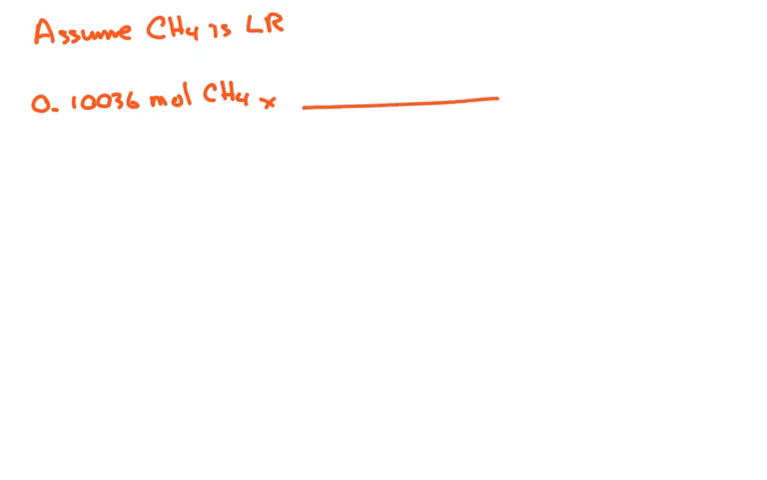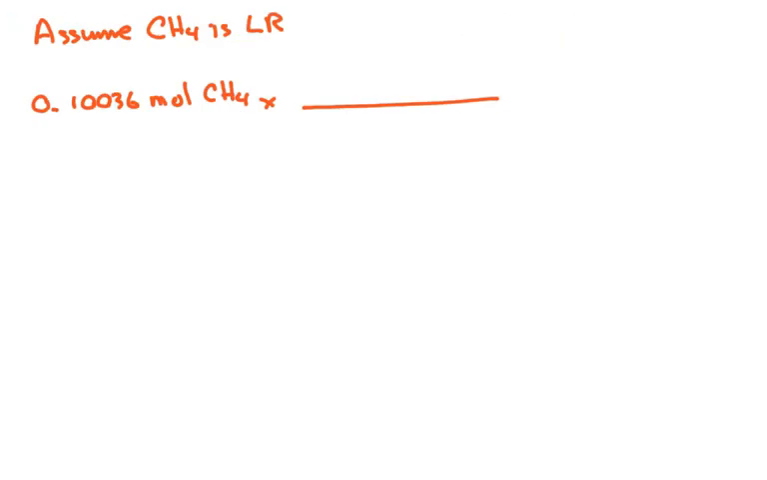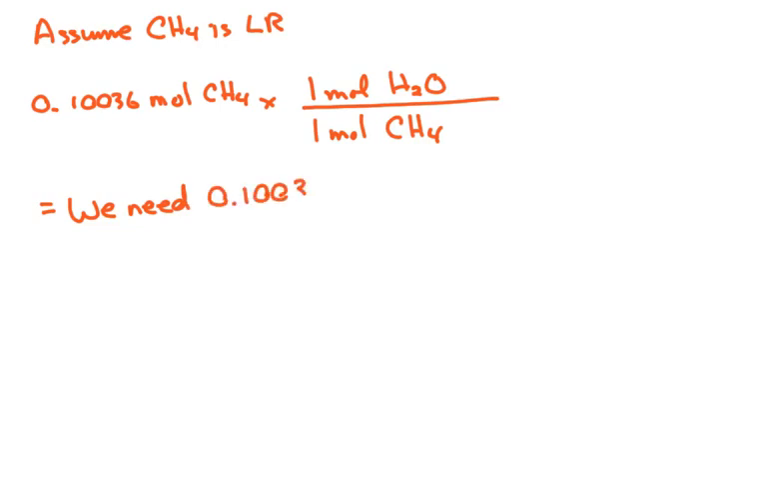Looking at the question, mole ratios for methane and water. Methane is 1, water is also 1. So we'll multiply by 1 mole of water over 1 mole of methane. Makes the calculation a little bit easier when it's a 1-to-1 mole ratio. This would mean that we would need 0.10036 moles of water.